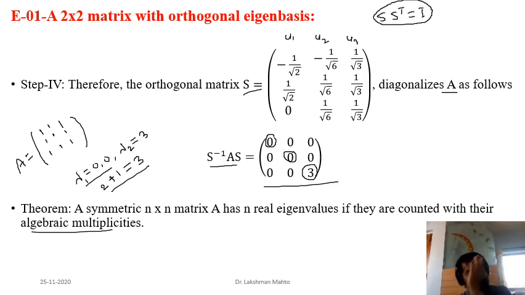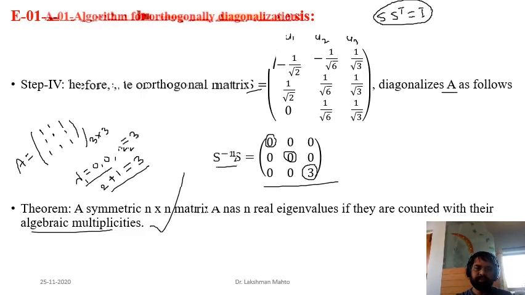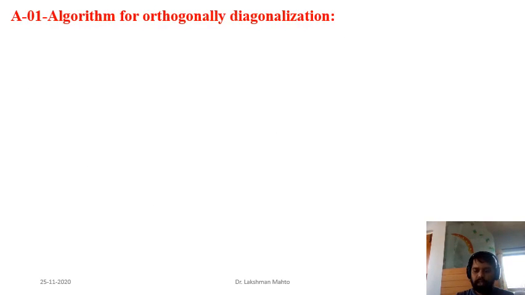That's why it is happening, because the given matrix is a symmetric matrix. That's where the sum of algebraic multiplicities is always equal to n. If it is an n by n matrix, right now it is a 3 by 3 matrix, and this matrix is symmetric. That's where the sum of algebraic multiplicities is always equal to n. That is what this theorem is saying.